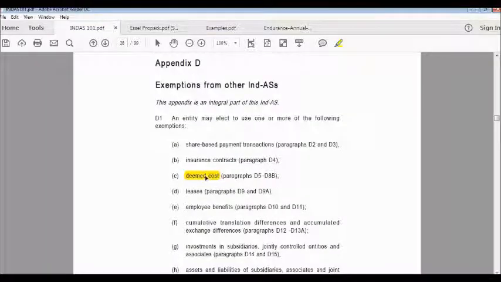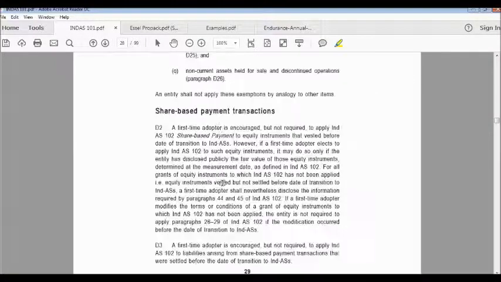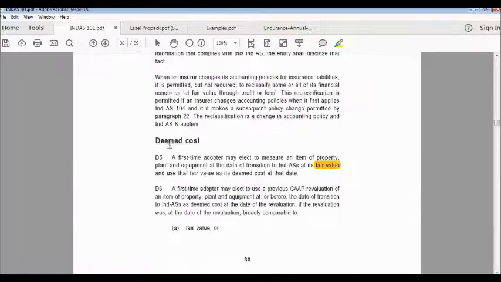Deemed cost is the most important case, and almost every single company will have to face this. Deemed cost is for property, plant and equipment. This gives you exemption: a first time adopter may elect to present an item of property, plant and equipment at the date of transition to Ind AS at its fair value and use that fair value as a deemed cost at that time. So if you are applying fair value as a deemed cost of property, plant and equipment, then that can also be your deemed cost.